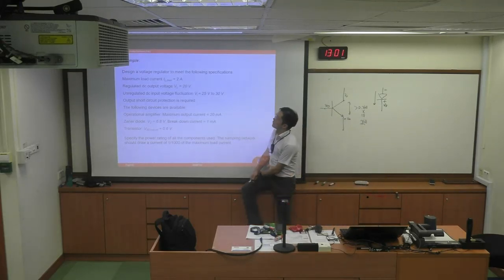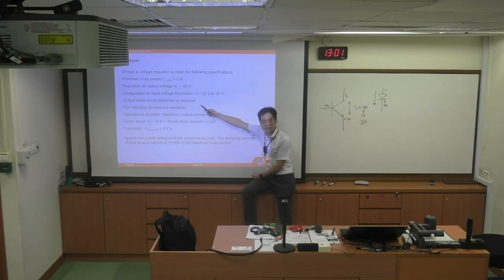Okay, so design a voltage regulator to meet the following specification. Maximum load current will be 2 amps. That's a lot of current. Regulated DC output voltage is 20 volt. This is just like your laptop adapters. Unregulated DC input voltage fluctuation is from 25 volt to 30 volt. Output short circuit protection is required. This is what it means: you need to have a protection circuitry.